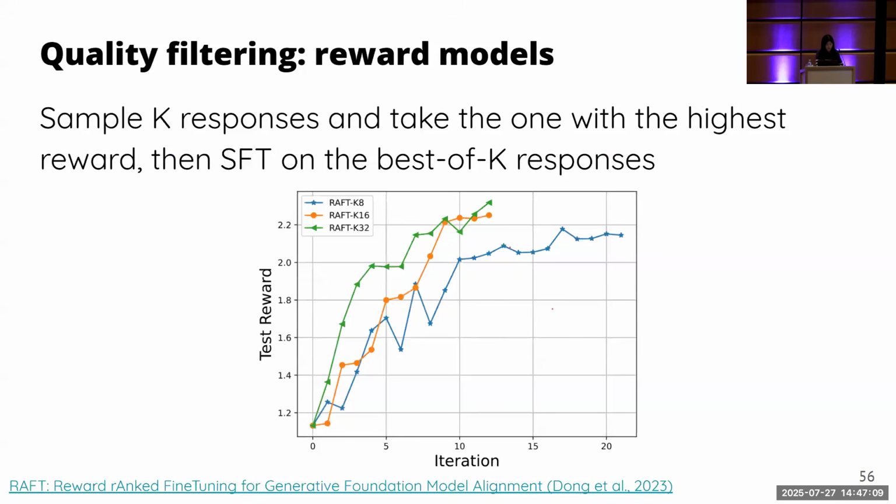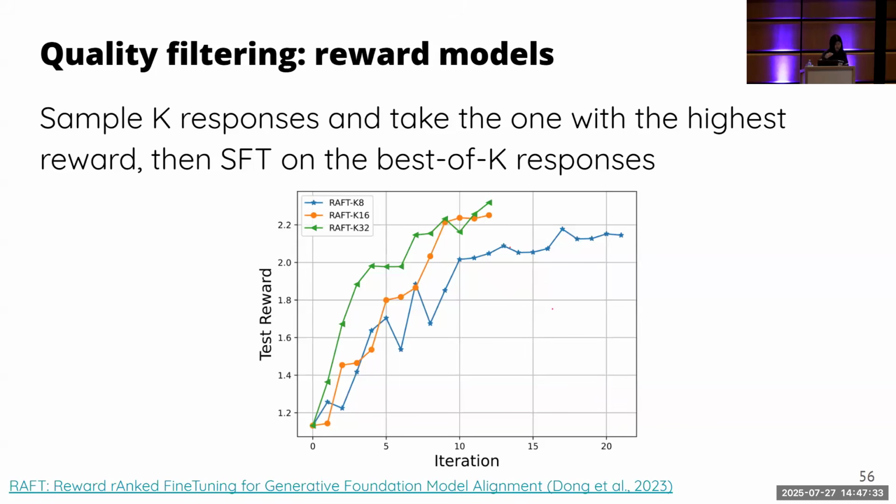For quality filtering, one popular modern approach is to use reward models. So for instance, if you want to generate an SFT dataset given a pool of prompts, you can sample K responses for each prompt and then just take the best of K. Keep the one that achieves the highest reward under your reward model. And then you can do SFT over this best of K data.